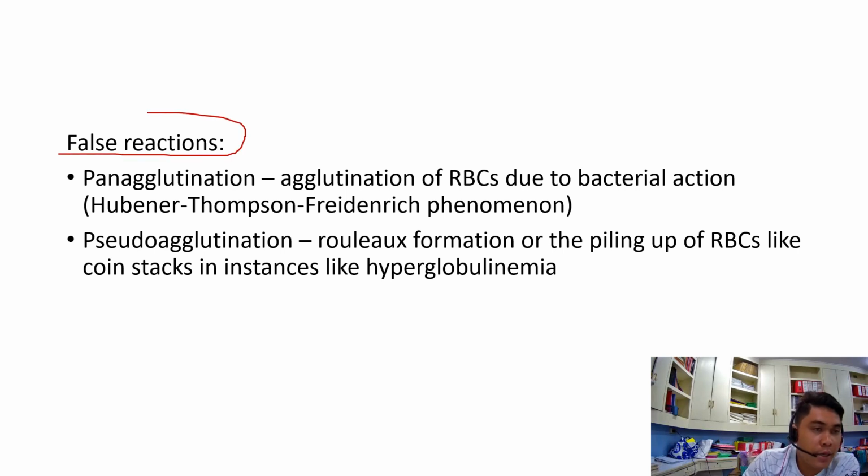Next, false reactions: conditions or phenomena that can cause false reactions in your cold agglutinin test. You have pan-agglutination, which is agglutination of RBCs due to bacterial action. Another cause is pseudo-agglutination, due to rouleau formation, or the piling up of RBCs like coin stacks, in instances like hyperglobulinemia. In hyperglobulinemia, you have an increased possibility of rouleau formation, and that can cause false reactions in your cold agglutinin test.